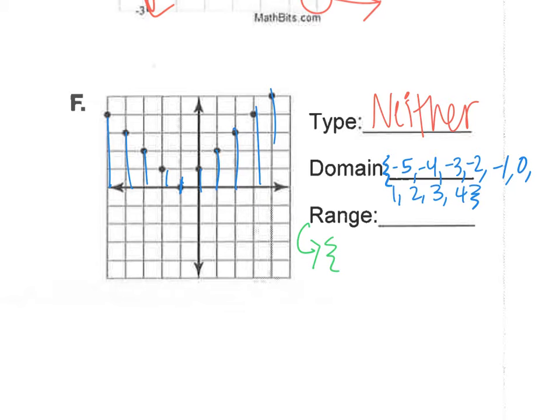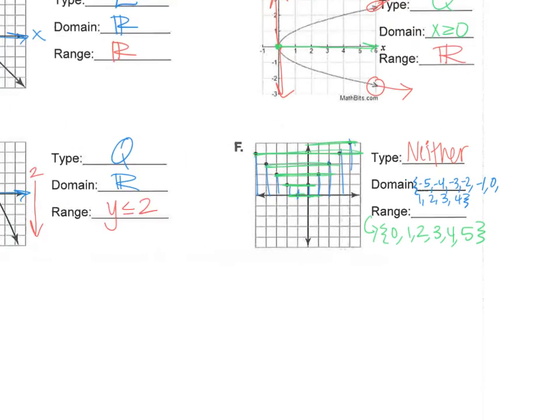Then for the range, I'm going to write it underneath my y's. I have 0, 1, 2, 3, 4, and 5. And remember, if anything repeats, x's or y's, you only have to write it one time. So you don't have to put 0, 1, 1, 2, 2, 3, 3, 4, 4, and 5. You can just write it one time.